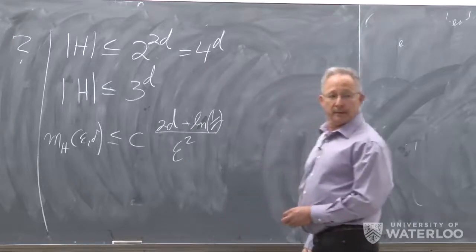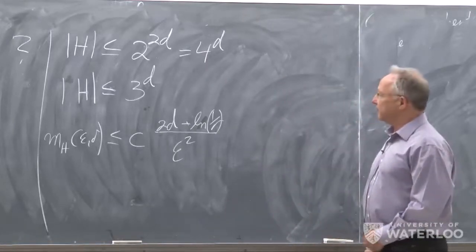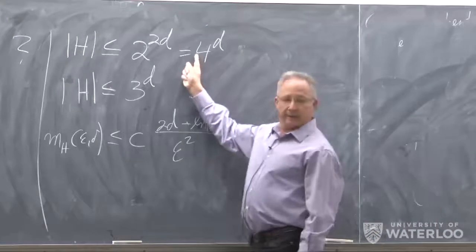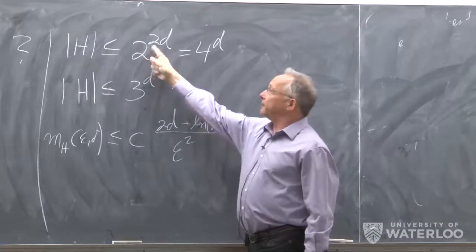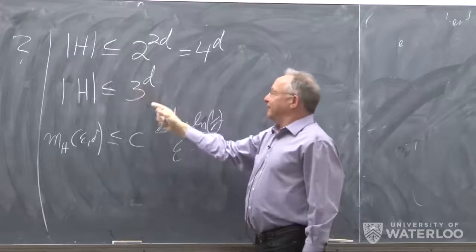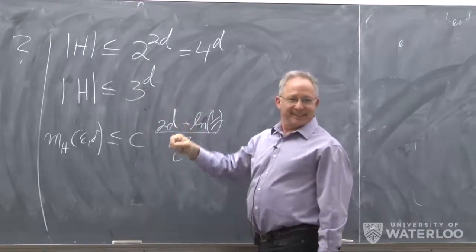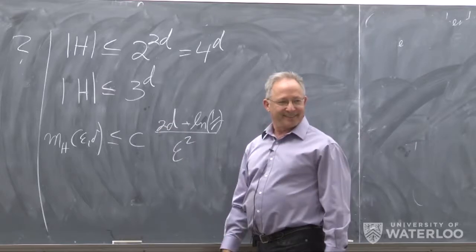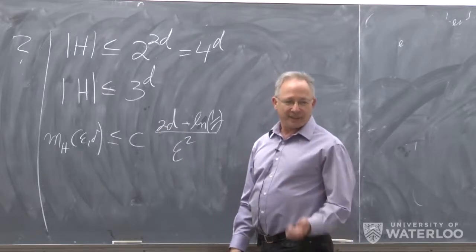Yes? Why is it 2D there and not 3D? Oh, because I took the log of this. The log of this is 2D. The log of this is a little bit less, it is D log 3. Log 3 is less than 2. Oh, right. So just put it in the constant.